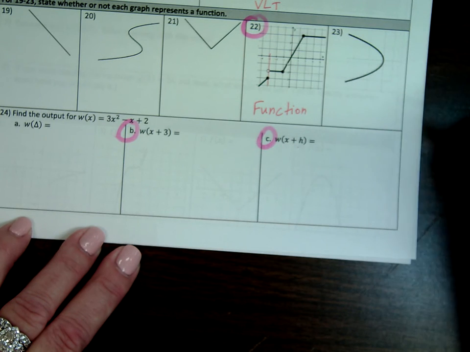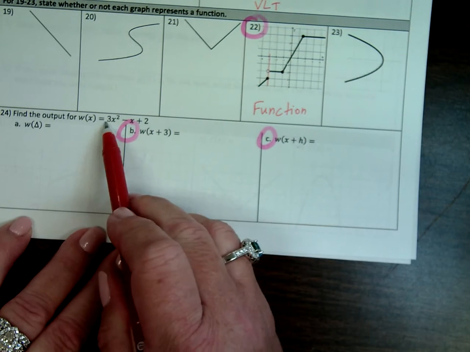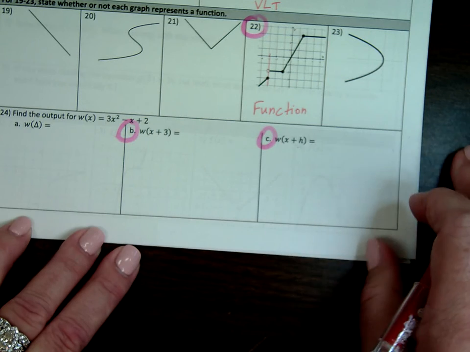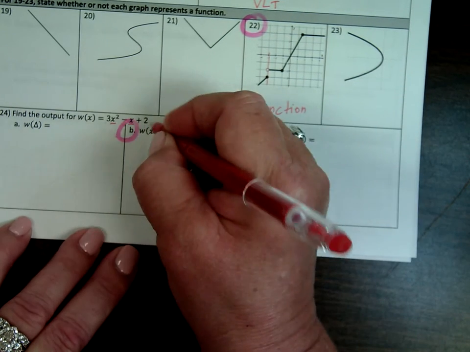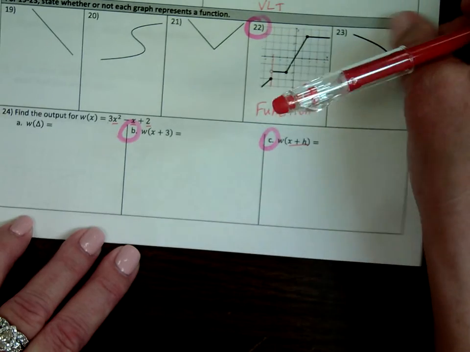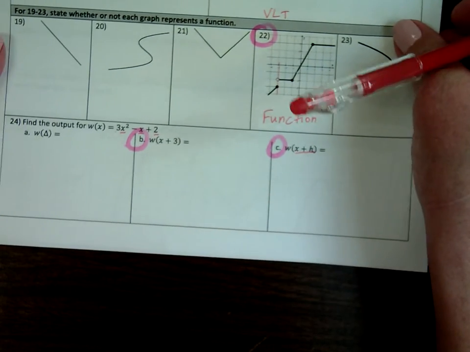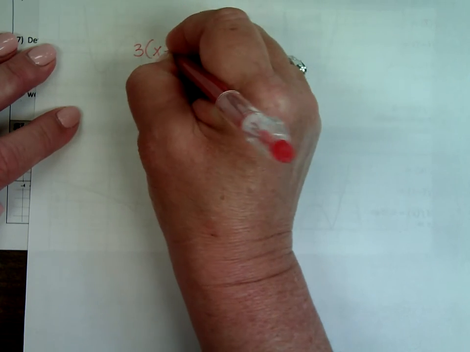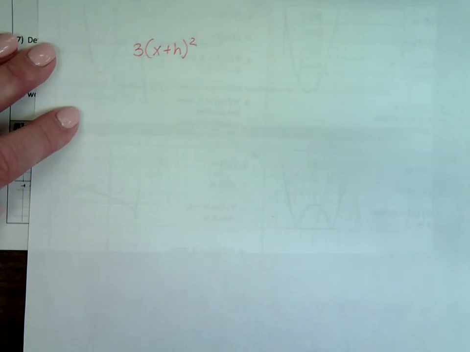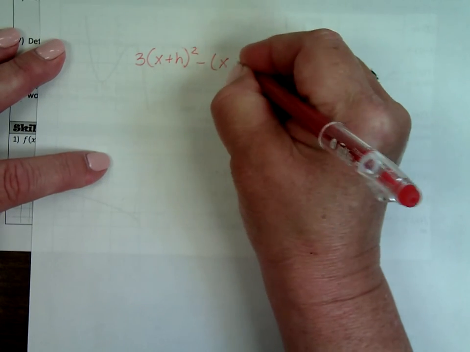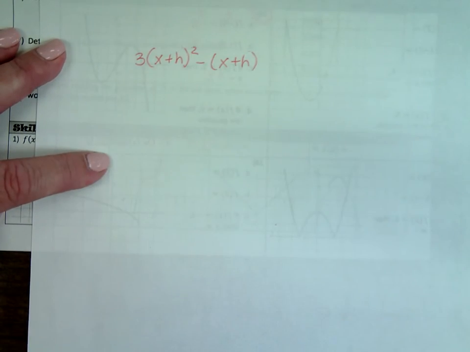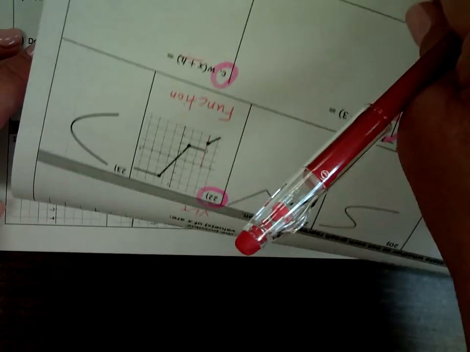So here's your function, 3x squared minus x plus 2, and we're going to plug in x plus h into each of these locations. Now I'm going to flip my paper over so that I have room to write it. So 3 times (x plus h) squared, hold on, minus (x plus h). Remember to use those parentheses. They're extremely important for us. And then it's a plus 2, right? Plus 2.